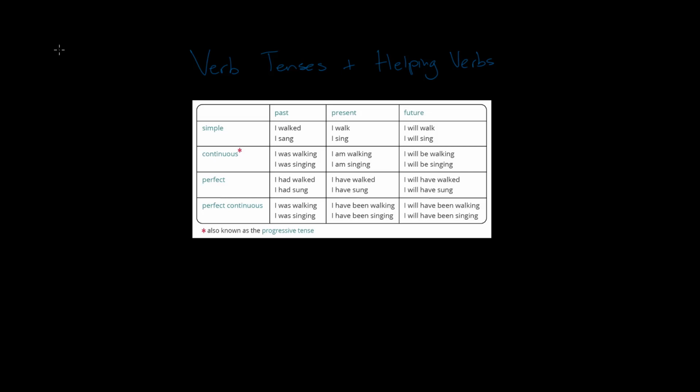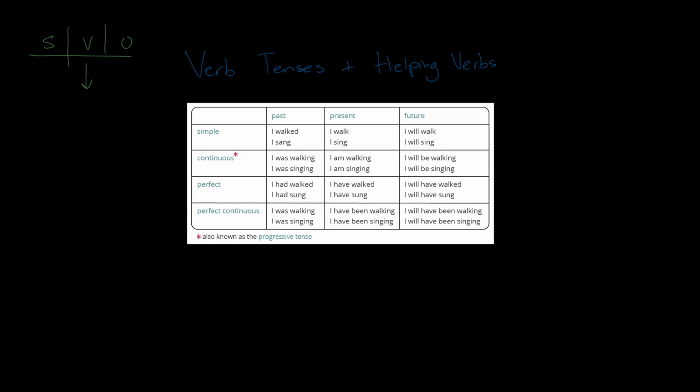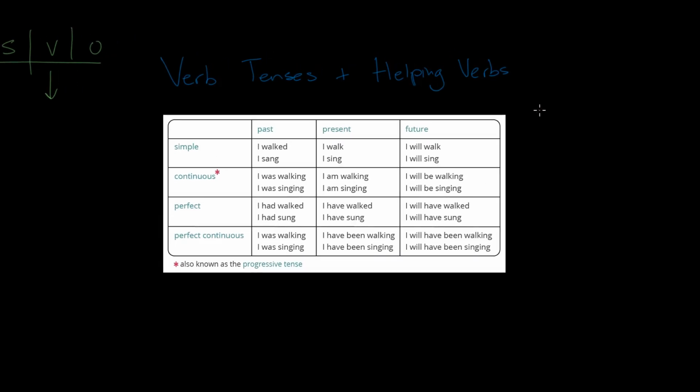So far in diagramming sentences, we've looked at the patterns subject and verb, and object. In this lesson, I'd like to say a little bit more about the verb, because often the verb is not just one word, often it's actually an entire phrase. You can see that from our chart here, which shows the 12 different tenses in English.